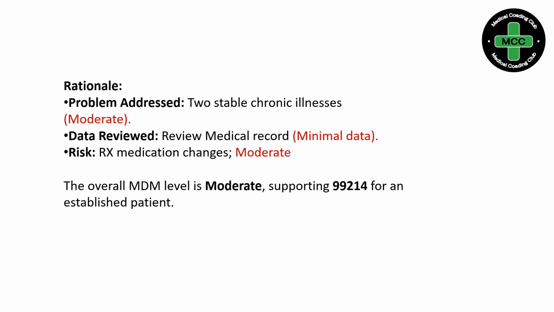So see the rationale. As I said, the problem addressed was two stable chronic illnesses, which will give you moderate level. For data reviewed, the provider reviewed the medical record and the lab, so it will give you minimal data. And then risk: here he made medication changes, so it will give moderate. So we are meeting problem and risk as moderate. So overall MDM will be moderate level, and it supports 99214 for an established patient. So the answer will be 99214. I hope you are all getting a little idea about it.